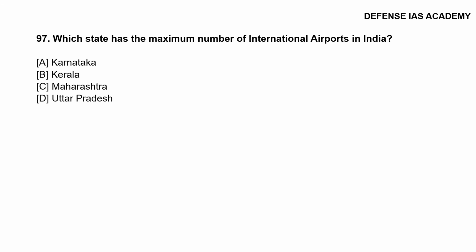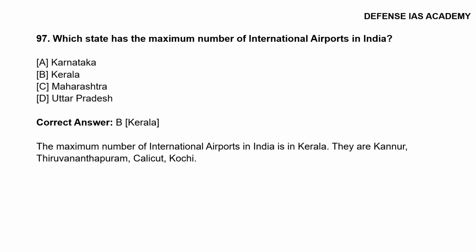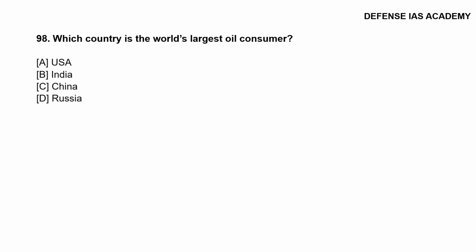Question 97. Which state has the maximum number of international airports in India? The correct answer is option B, Kerala. The maximum number of international airports in India is in Kerala. They are Kannur, Thiruvananthapuram, Calicut and Kochi. There are 4 international airports, Kannur, Thiruvananthapuram, Kochi and Calicut in Kerala.